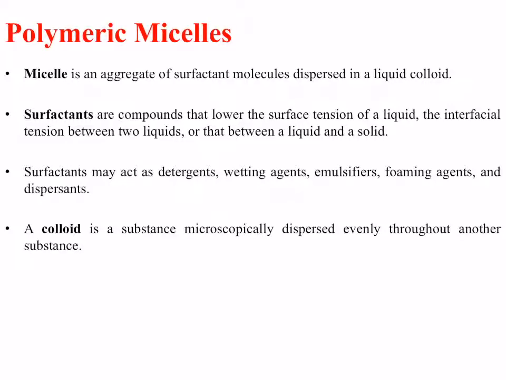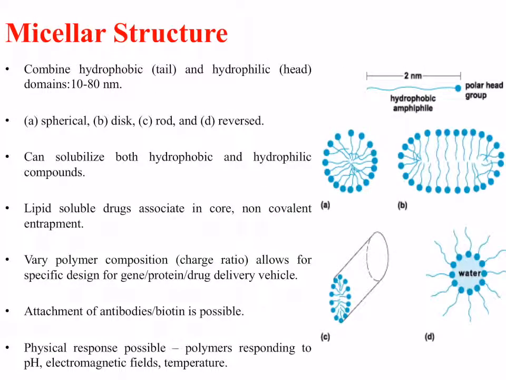I suppose the best examples that we have of surfactants are things like detergents, emulsifiers in food, and foaming agents. And a colloid is something that is microscopically dispersed evenly throughout another substance. An example of a colloid would be something like milk, for example. Their structure is generally as follows, with a hydrophobic tail and a hydrophilic head, and these can be in the range of about 10 to 80 nanometers in size.